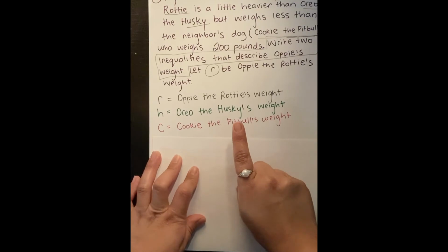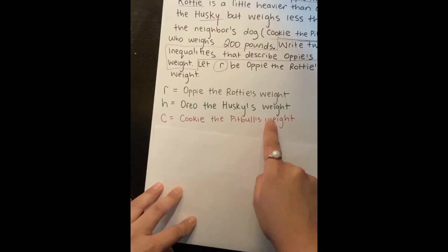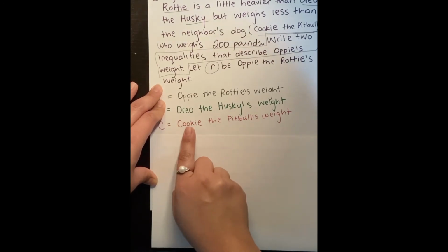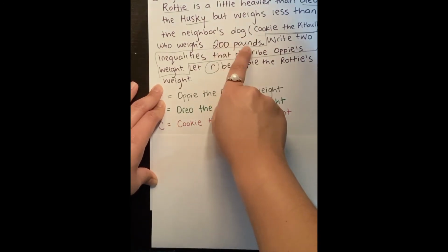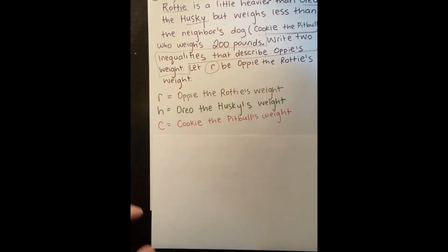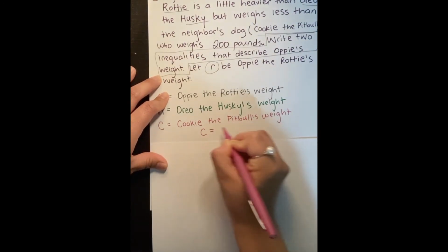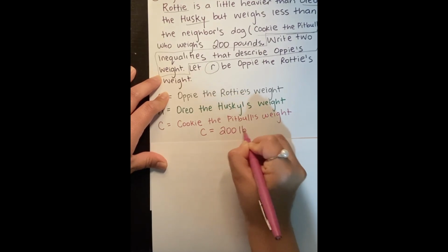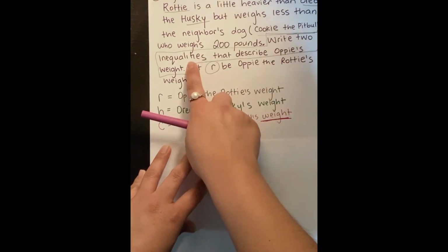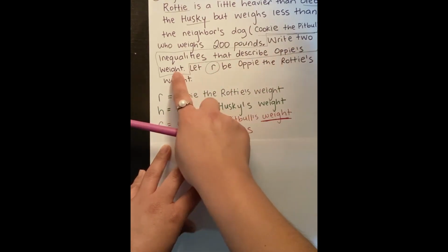And my neighbor's dog really is a pit bull, and her name is Cookie. And I do know that her weight is 200 pounds. And that's what it says in the problem too, who weighs 200 pounds. So I can make note of that information here as well, that C equals 200 pounds. I do know her weight. Okay, so now I can go back to what is this question asking me to do or find? It's asking me to write two inequalities that describe Opie's weight.